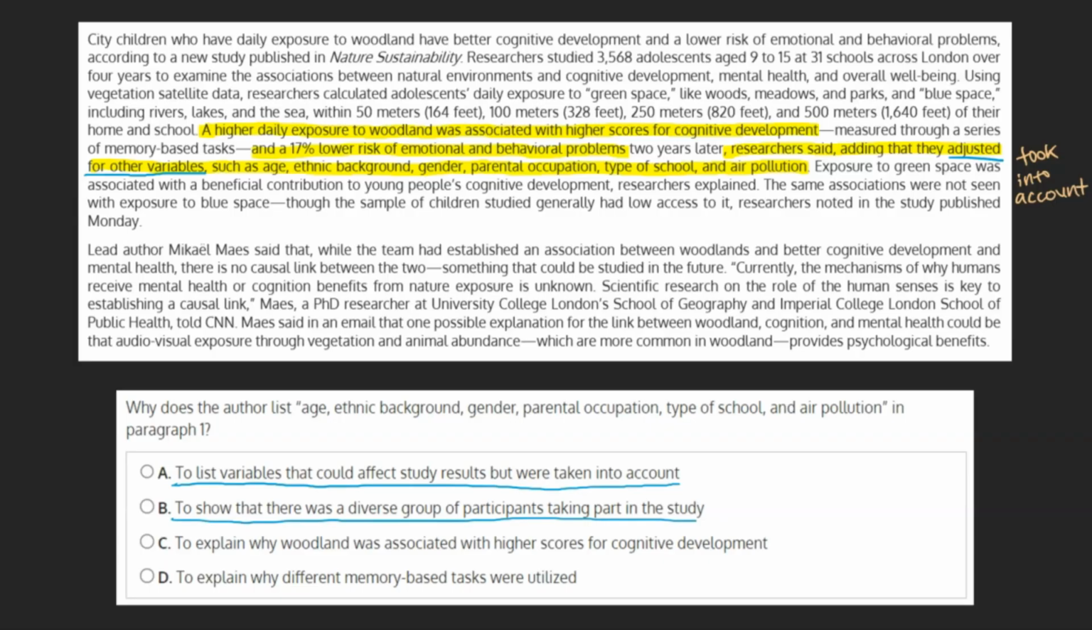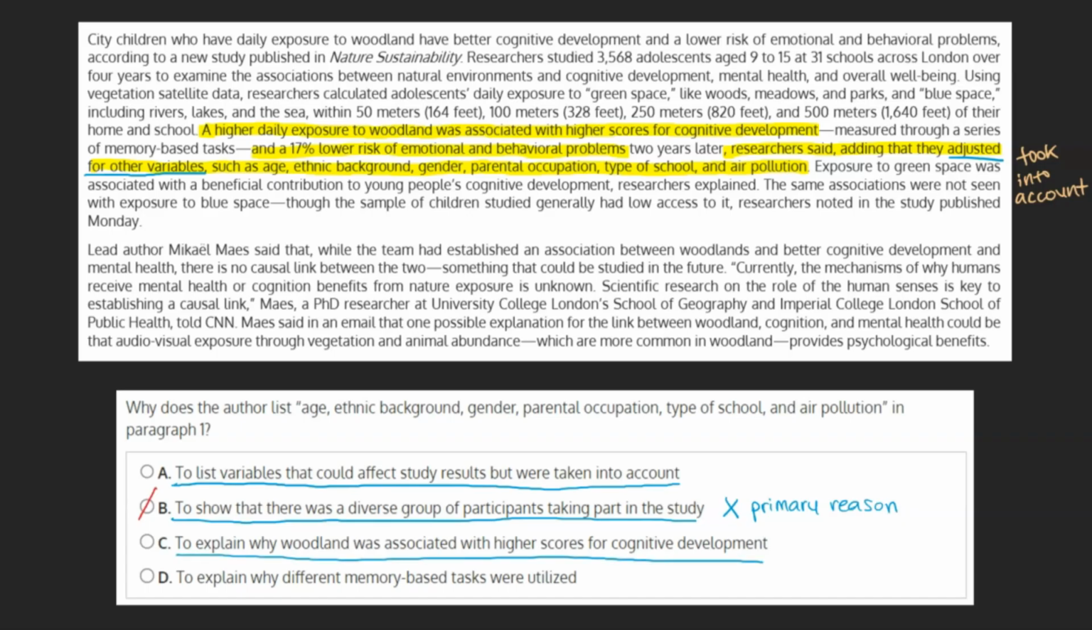Although B, to show that there was a diverse group of participants taking part in the study, sounds like it could also be a viable answer, a closer look reveals it doesn't fit as well as choice A. While it's true that the study did include participants from diverse backgrounds, the fact that the passage says the researchers adjusted for other variables proves that this is not the primary reason these variables are mentioned. The key purpose of mentioning them is to clarify that the researchers accounted for them as potential factors, which strengthens the validity of the findings. But the diversity aspect is not the main focus of the context. This can be marked as incorrect.